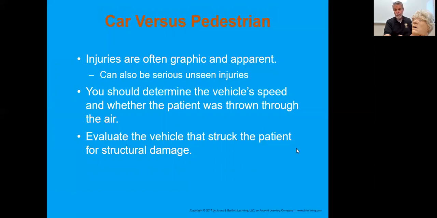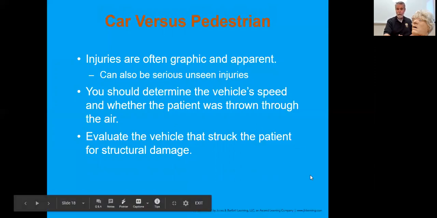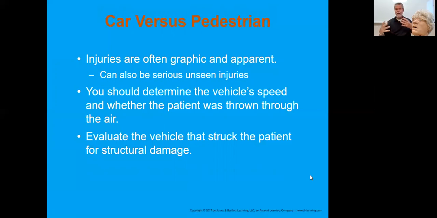Vehicle speed, finding out if they were thrown through the air. Again, all of these are just things that are going to be important to try and figure out. But your primary concern at this point, in addition to your scene safety, is making sure you're checking the person's airway, breathing, circulation. We're obviously going to want to maintain that C-spine in a neutral inline position. That's something your partner can address.